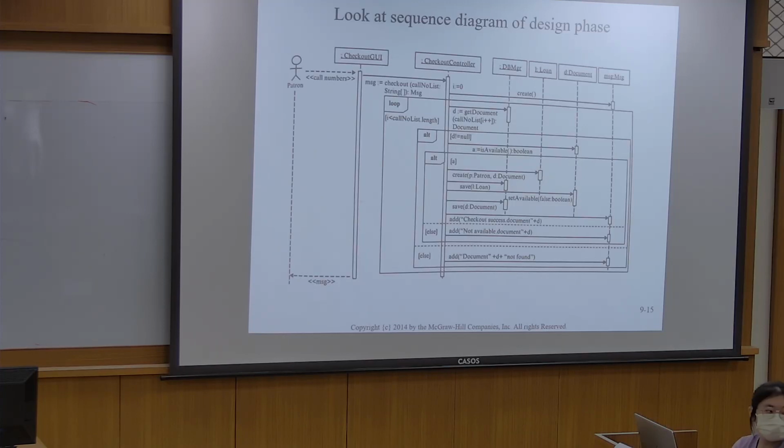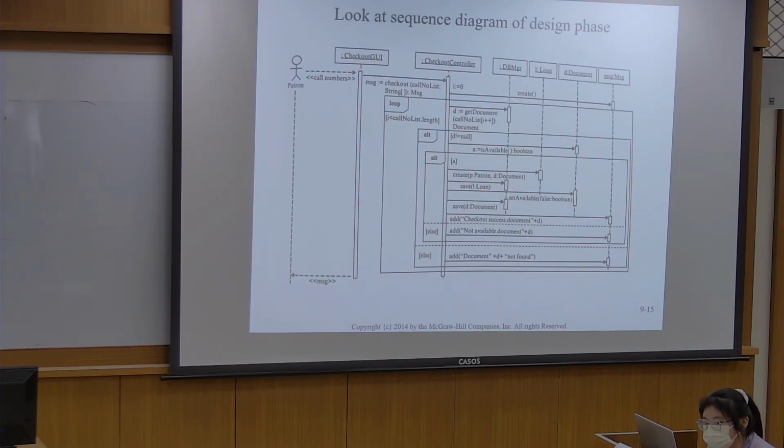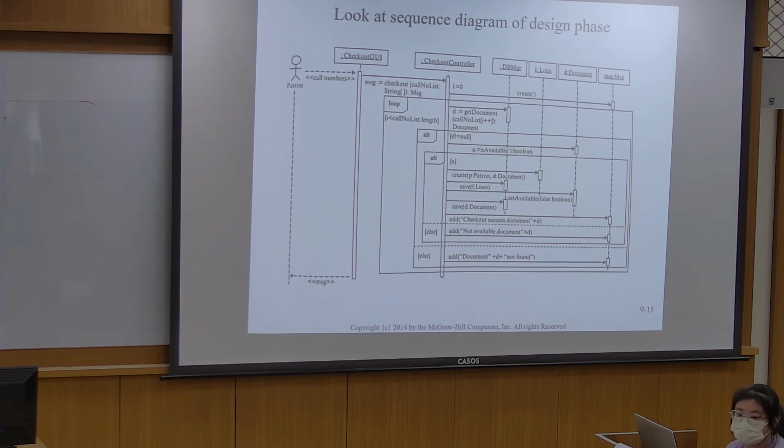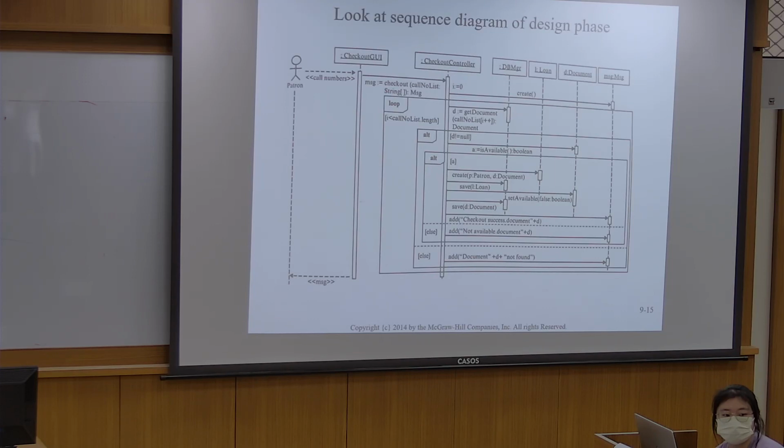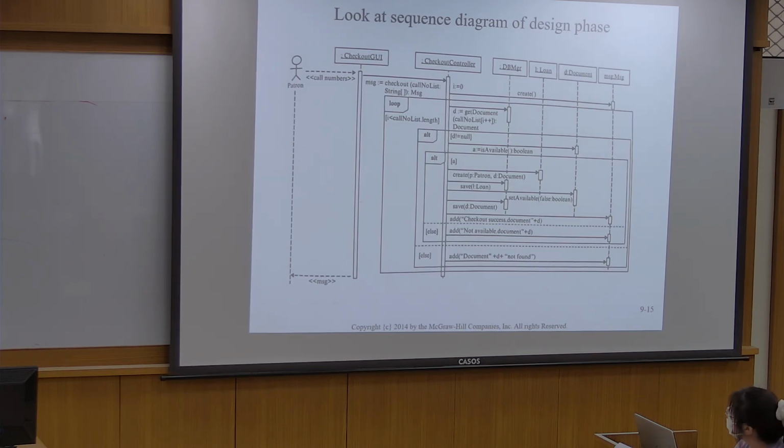After you get the document from the DB manager, it will check whether it is null or not null, and whether it is livable or not livable. If it is livable, it will create the loan to rent it. No. It's just not enough to create that.